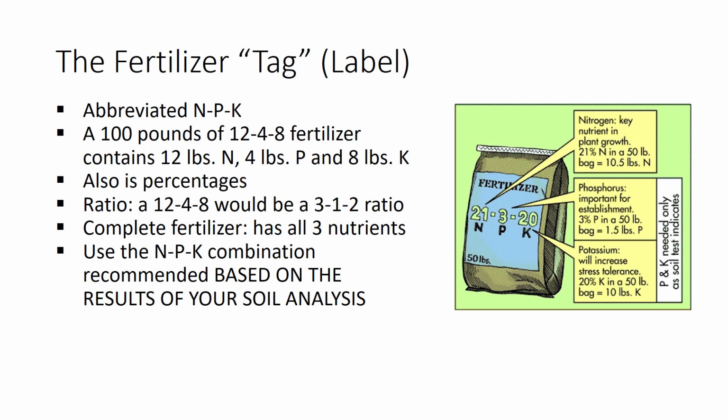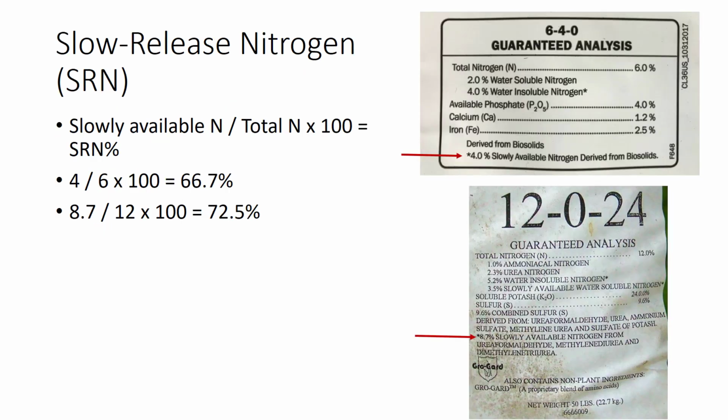This simply means that the fertilizer has all three nutrients and none of the numbers are zero. The analysis of fertilizer used should be based on the results of your soil analysis. In addition to the grade or analysis of the fertilizer, the label also identifies the breakdown of total nitrogen as either nitrate nitrogen, ammoniacal nitrogen, water-soluble or urea nitrogen, and water-insoluble nitrogen.